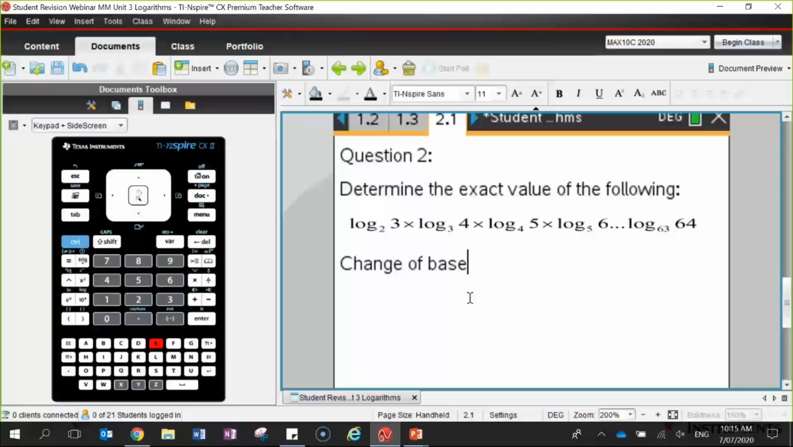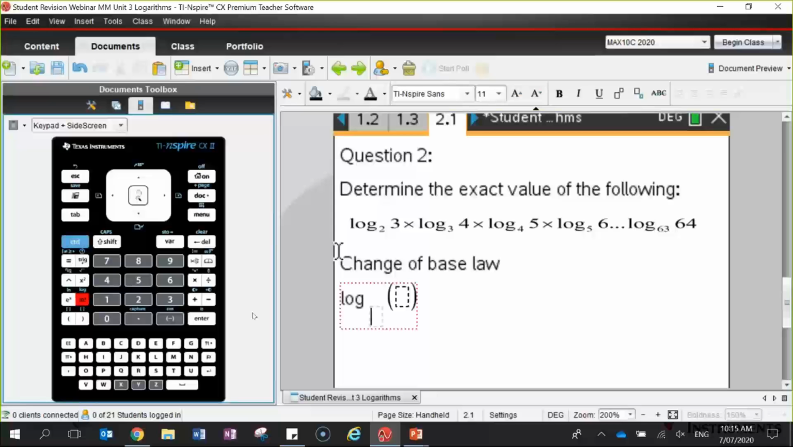The change of base law looks at how I can solve a log question that is not base 10 or base e. It works on the fact that if I've got a log of base a of some number b, I can calculate that using division. Just remove that because I hit the wrong button. I forgot to hit Control.